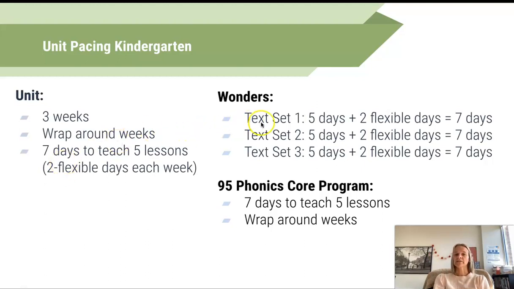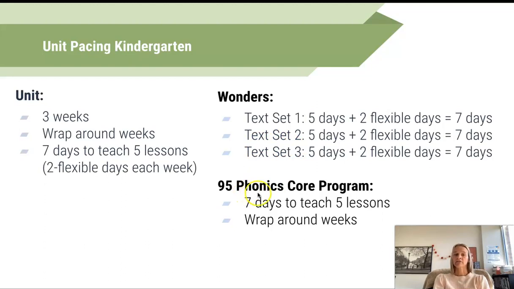With Wonders here, you have a text set. So for your text set 1, you would have 5 days with 2 flexible days to give you about 7 days of instruction. You have 3 text sets per unit for Wonders, and then you have 2 units per teacher's edition. And I know this might sound a little tricky right now, but once you have your teacher's edition in front of you, it is a little bit clearer as well. I know I'm not speaking with the book in my hand.